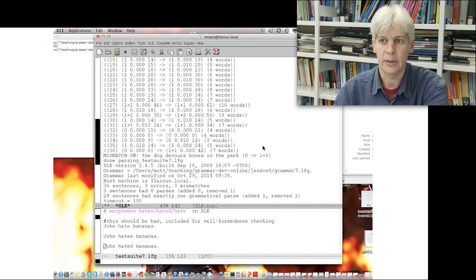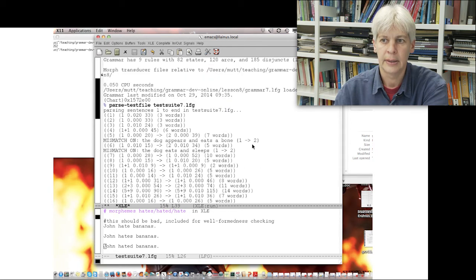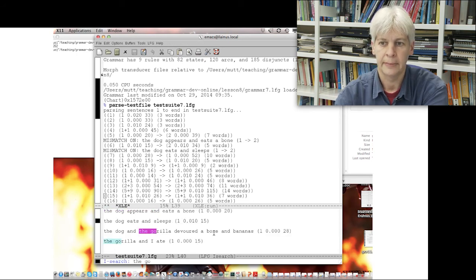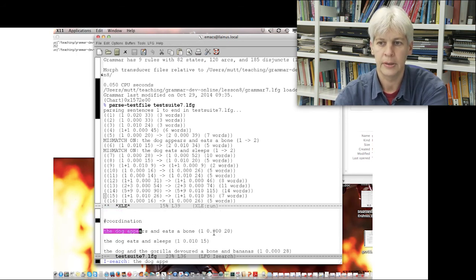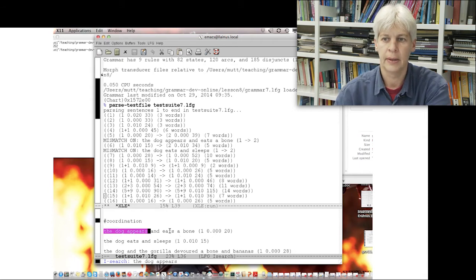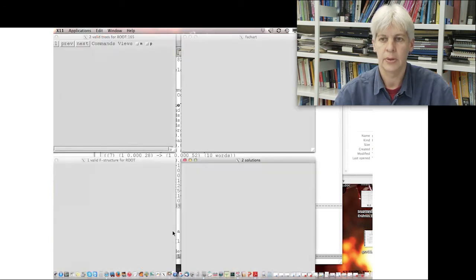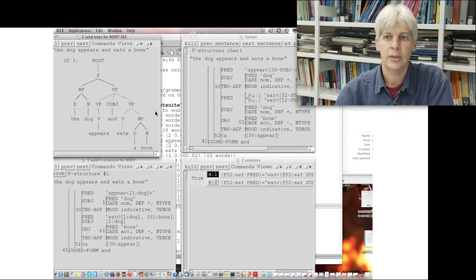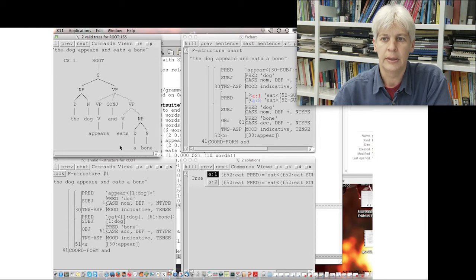Okay, well, let's go back to the two sentences that somehow got an extra parse. We don't want extra parses if we can avoid them, so the dog appears and eats a bone. Let's find that in our test suite. That's when we were doing coordination. So let's parse this one, escape control P, and see what's wrong. We get two valid trees. This one looks good, appears and eats a bone. Let's look at the F structure.